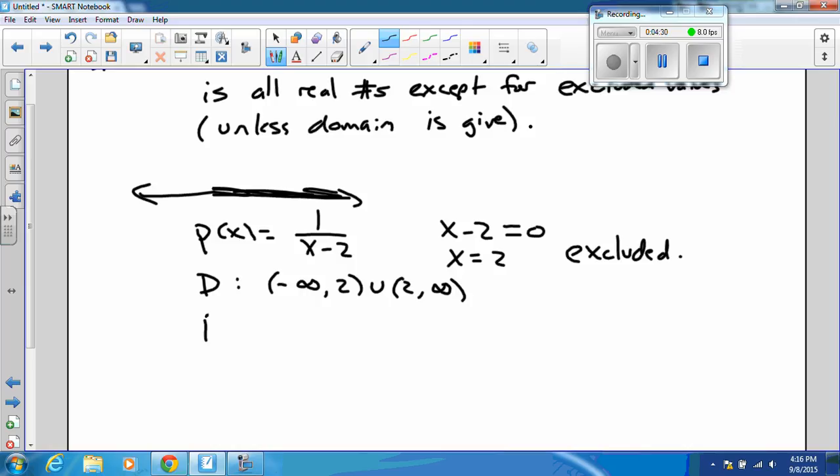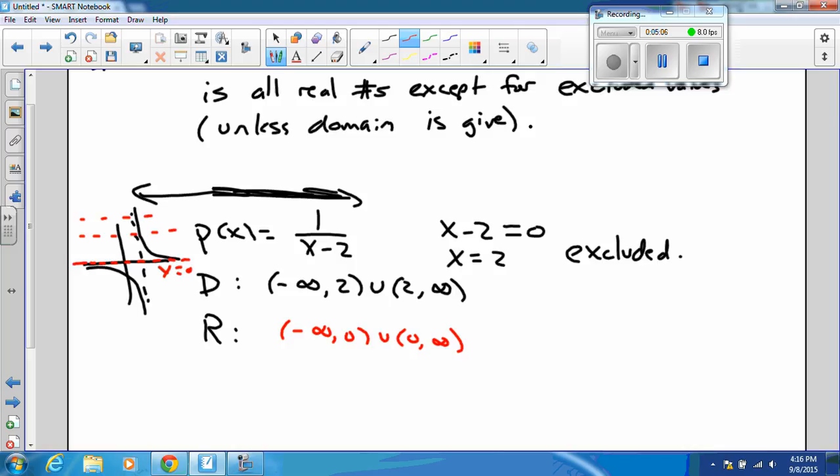What about the range? Range is harder, and for range I usually have to do a graph. When I do a graph of f of x equals 1 over x minus 2, it has a vertical asymptote at x equals 2, and it has a horizontal asymptote y equals 0. You can see that this graph will cut through any horizontal line I could possibly draw except for one. It does not cut through the x-axis, y equals 0. And so that means that the range is going to be all real numbers except for 0.